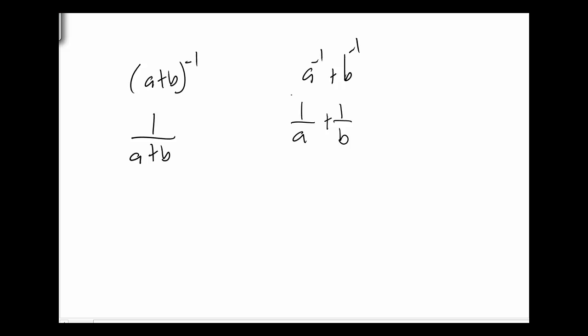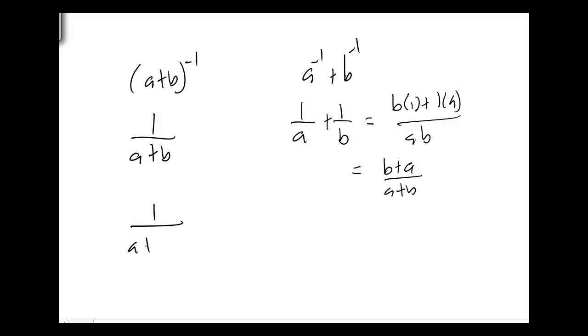Now I'm going to go one step further because we can add these together using our fraction rules. So this would be b times 1 plus 1 times a over ab. And so this would simplify down to b plus a over ab. Now I want to point something out. Those are not the same expression. Those clearly are not the same, okay? Which means those original statements are not equivalent either.